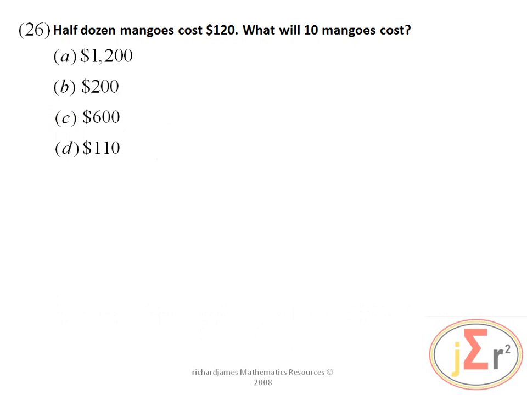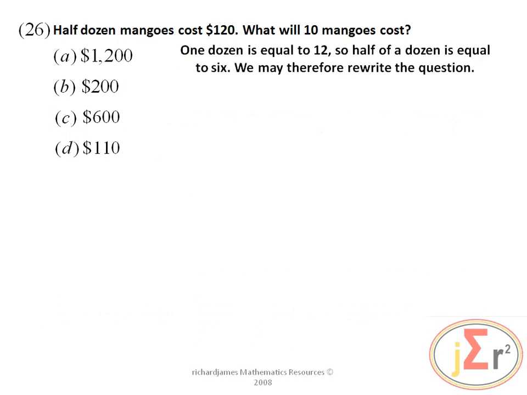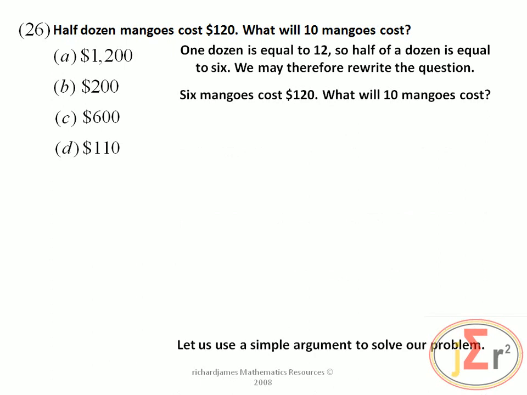Half dozen mangoes cost $120. What will 10 mangoes cost? 1 dozen is equal to 12. So half of a dozen is equal to half of 12, which is 6. We may therefore rewrite the question: 6 mangoes cost $120. What will 10 mangoes cost?